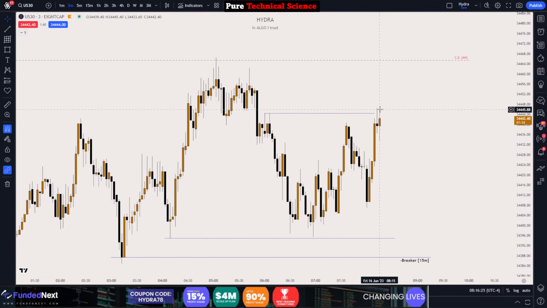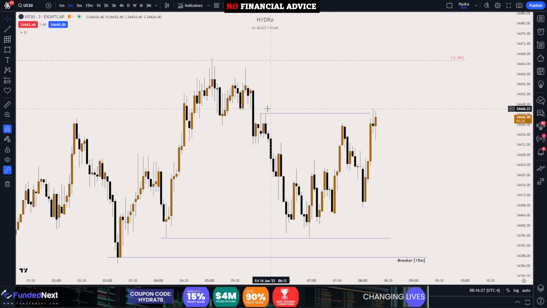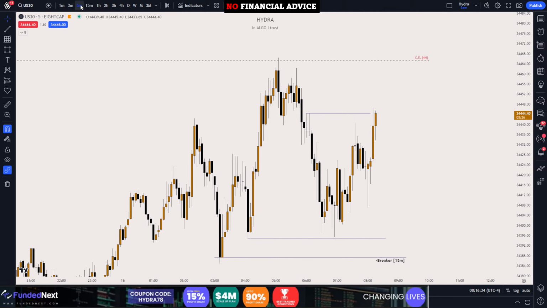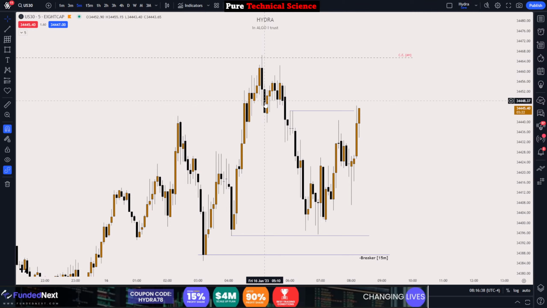So price is moving towards the buy side liquidity again. It's okay as long as price is inside this fair value gap right here. We do have a little fair value gap on the 3-minute chart. Let's look at the 5-minute. Yes, there's another fair value gap. This is not a breaker block.